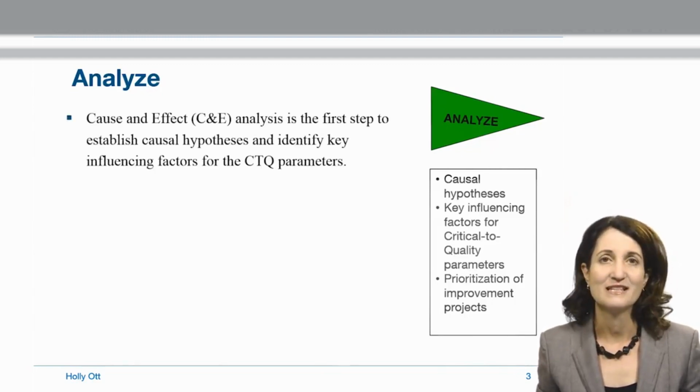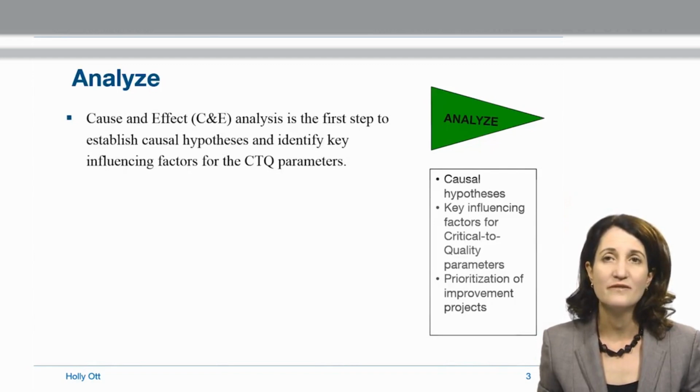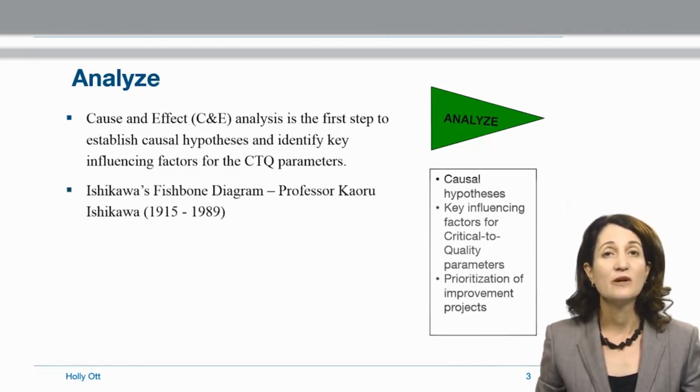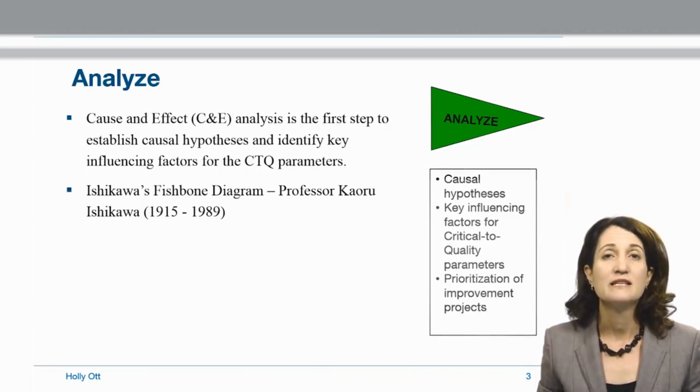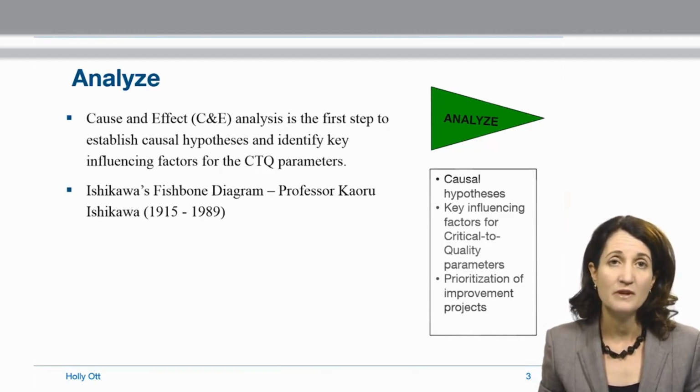In the analyze step, the cause and effect, or C&E diagram, is the first level of dissecting the process to discover the root causes. The C&E diagram is also known as Ishikawa's fishbone diagram, as it's named after the Japanese professor Kaoru Ishikawa, who first used it to investigate the causes of quality problems.